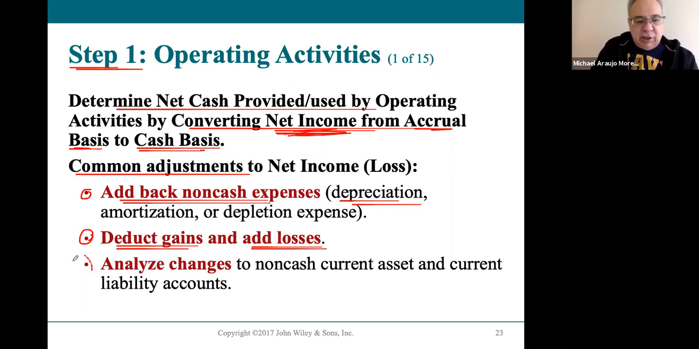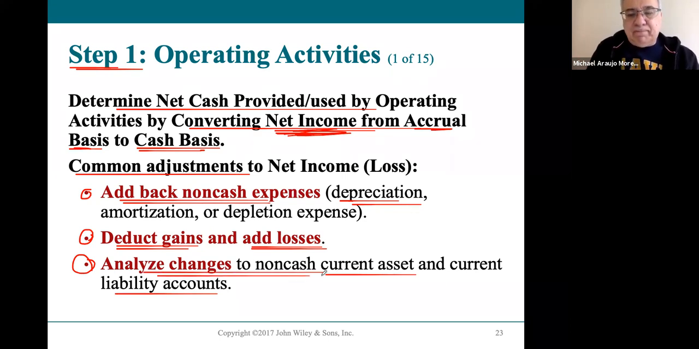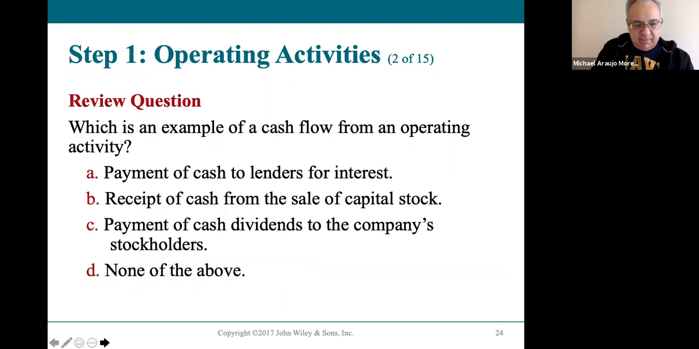The other thing we need to do is look at those current asset and current liability accounts to see if any of those changes involved cash or not. If they didn't involve any cash, we need to either add or subtract them from the net income. So this is going to be, again, most of what you're going to be spending your time doing here. Okay.